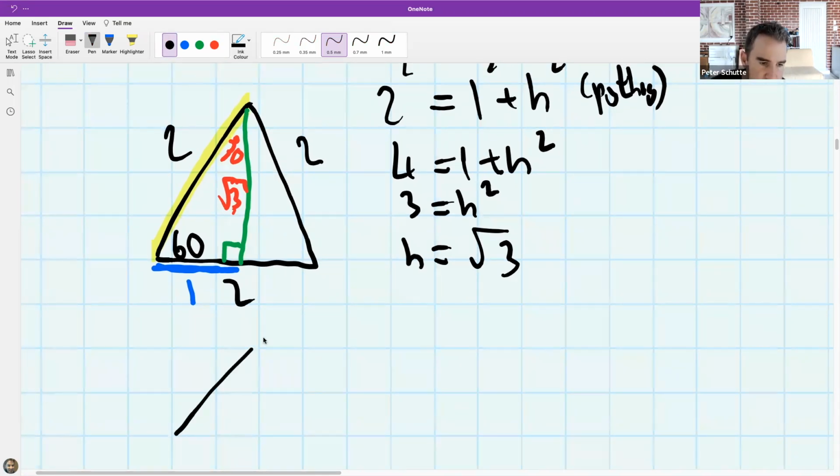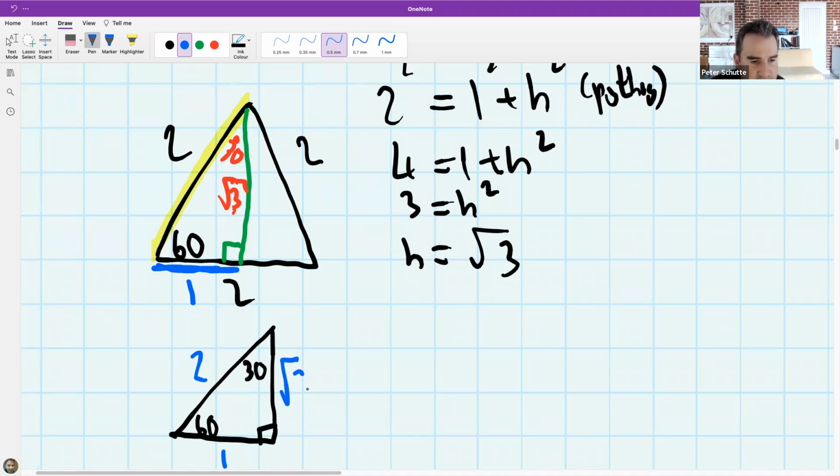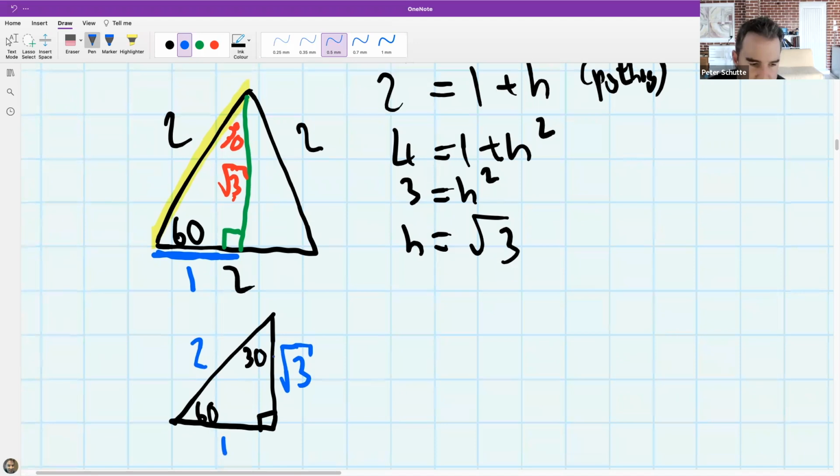Sometimes the special triangle is written this way, sometimes it's written another way, but I'm just going to pull it out for today. And I'm going to write 60, 30. And what you'll notice is that the 1 is here, and the 2 is here, and then this bit over here is root 3. For me, I always remember that the 1 is opposite the 30.